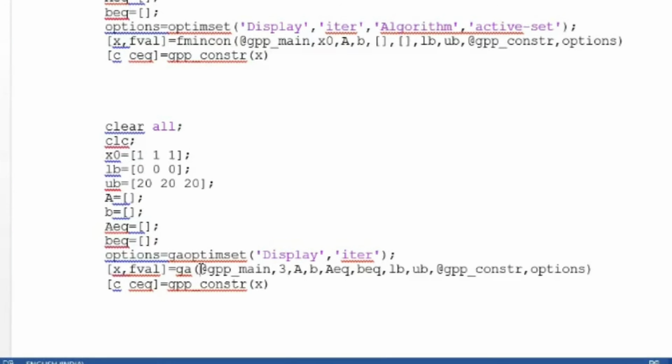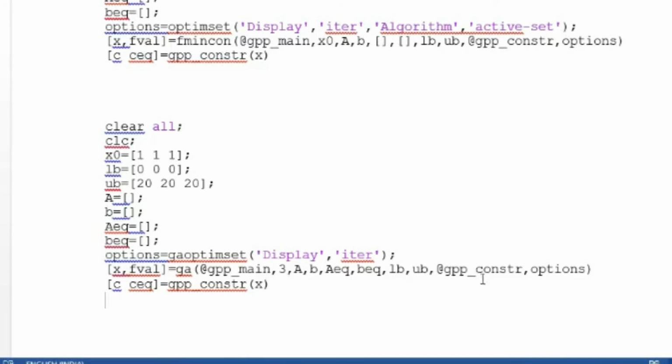So the M file for @GPP_main, that is the M file for the objective function. Then number of variables. Then matrix A is already declared, so empty square bracket. Then vector B already declared. Then AEQ already declared, BEQ already declared. Since those are not applicable, we have to put empty square brackets on them.